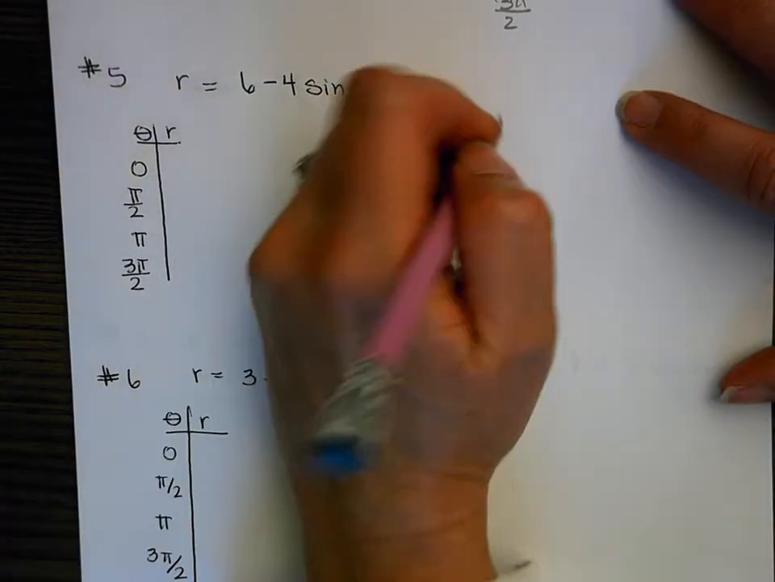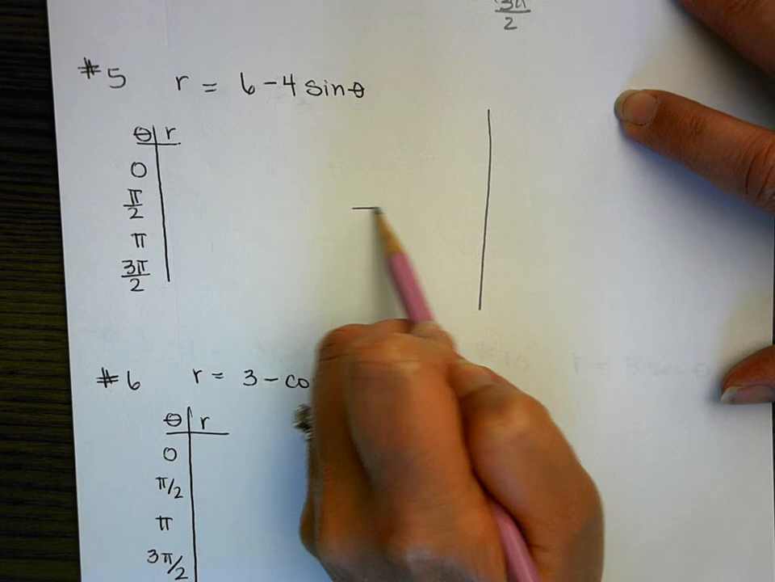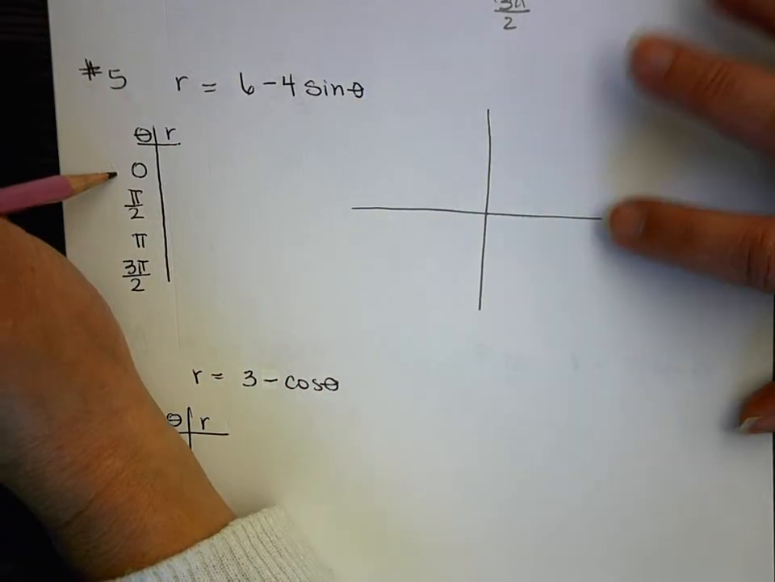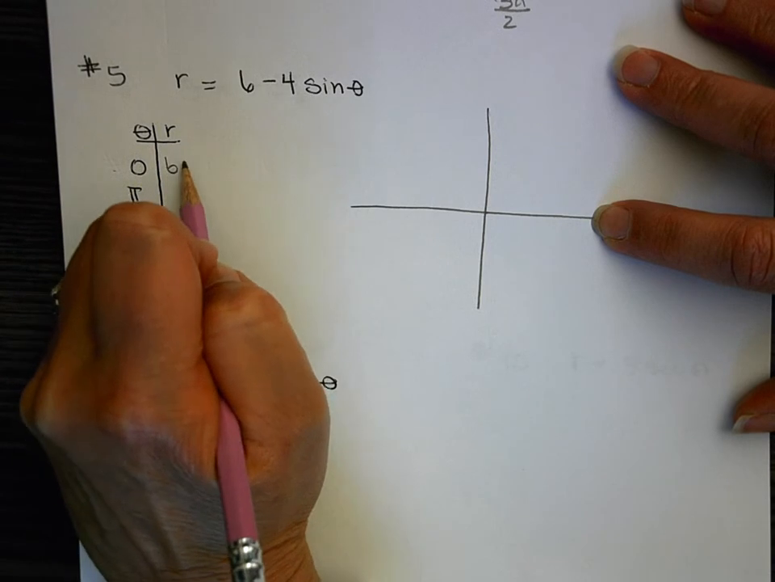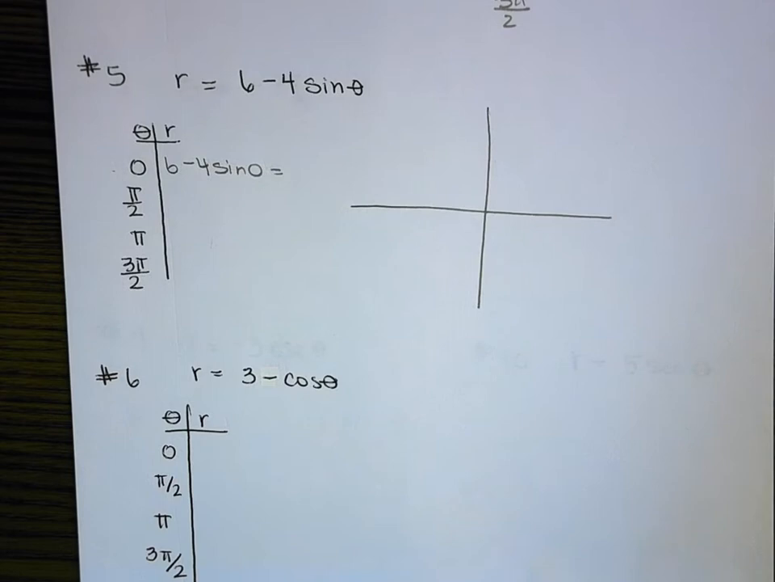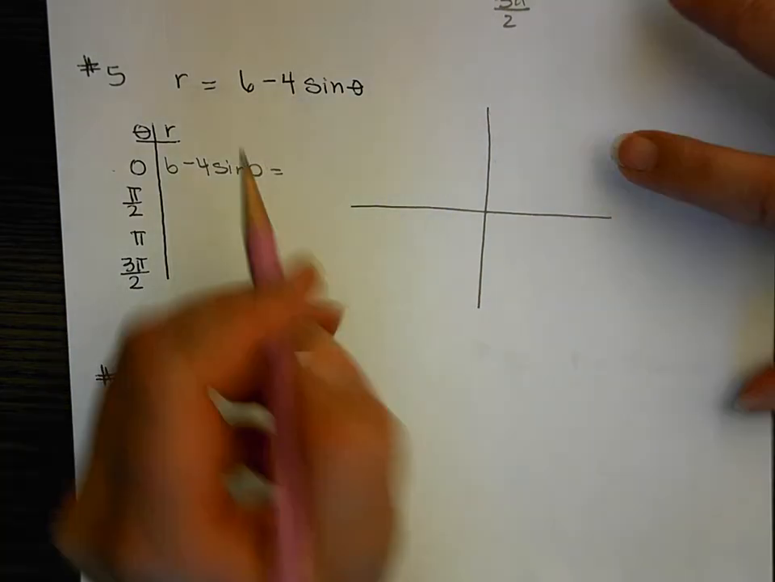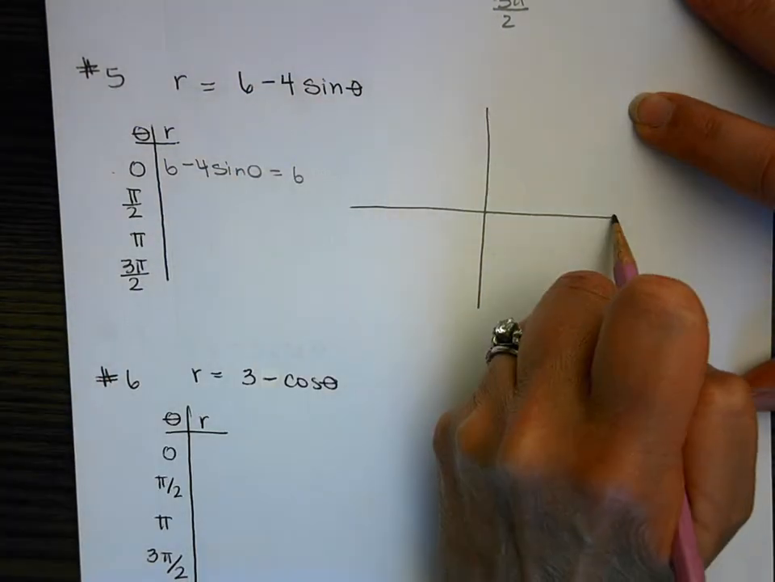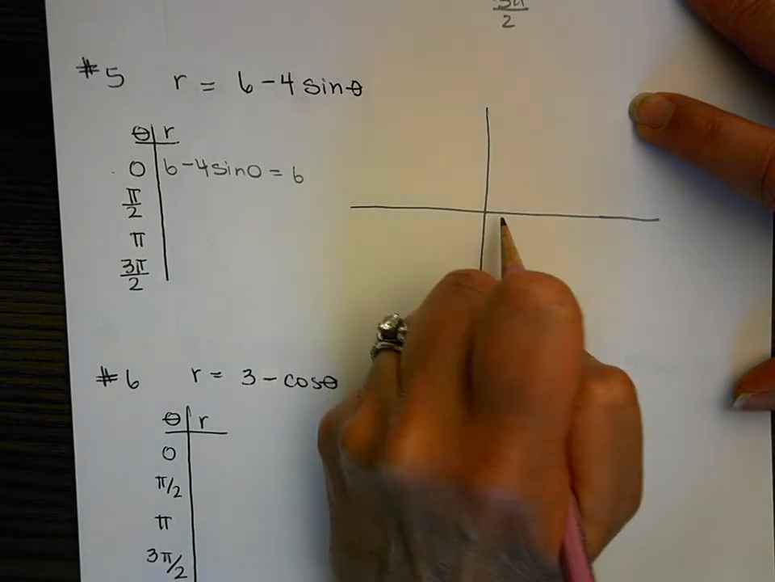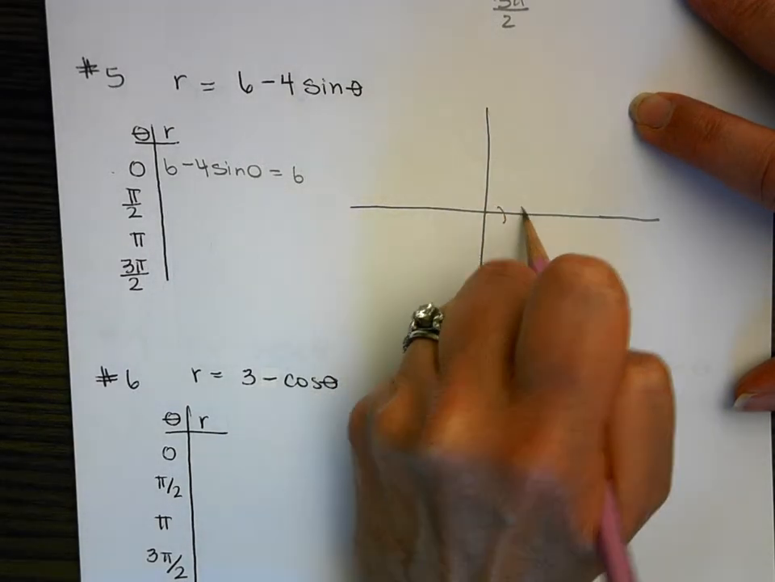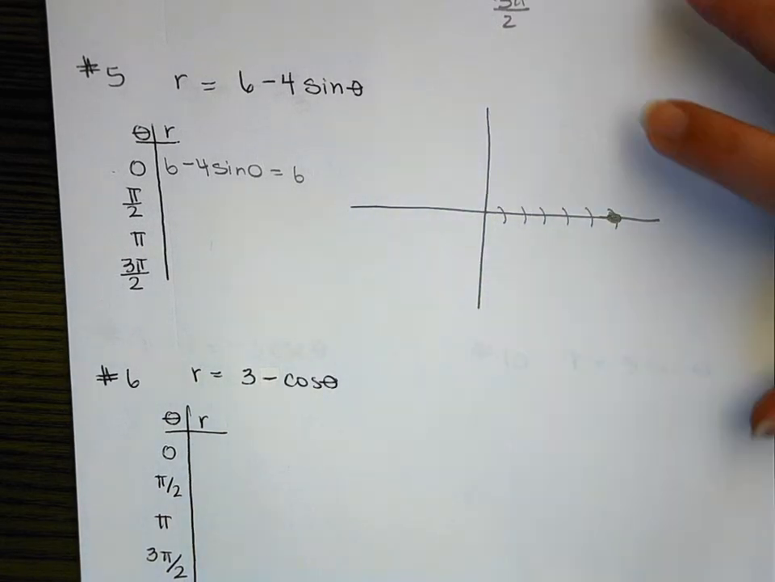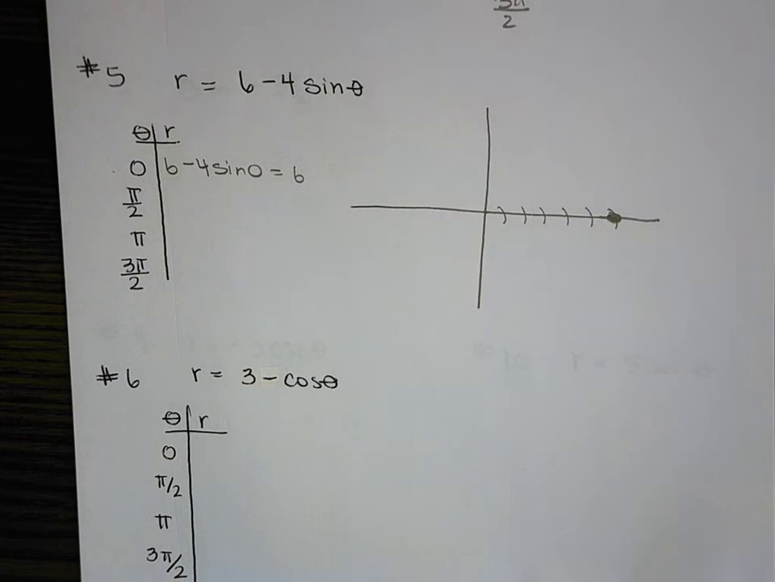All right, now on to number 5. I'm going to go ahead and get a graph going here. I always want to have at least theta equals 0, because that gives me my start. So I'm going to have 6 minus 4 sine of 0. And I know that sine of 0 is 0, so 6 minus 0 would be 6. All right, let's go ahead and work this one out.